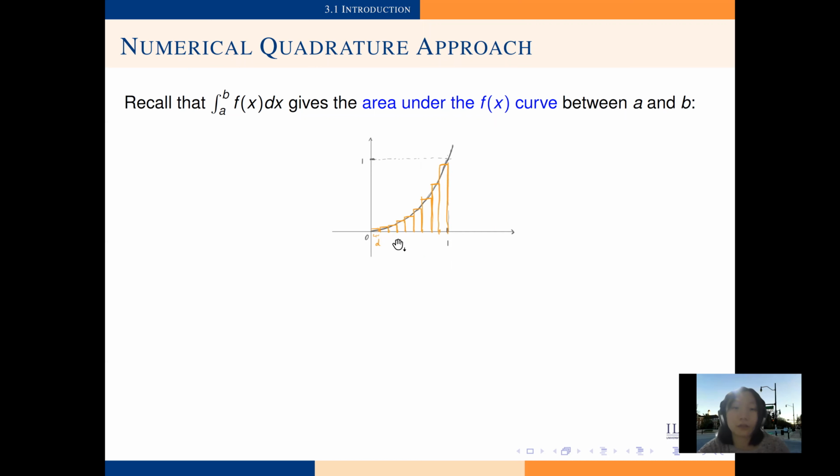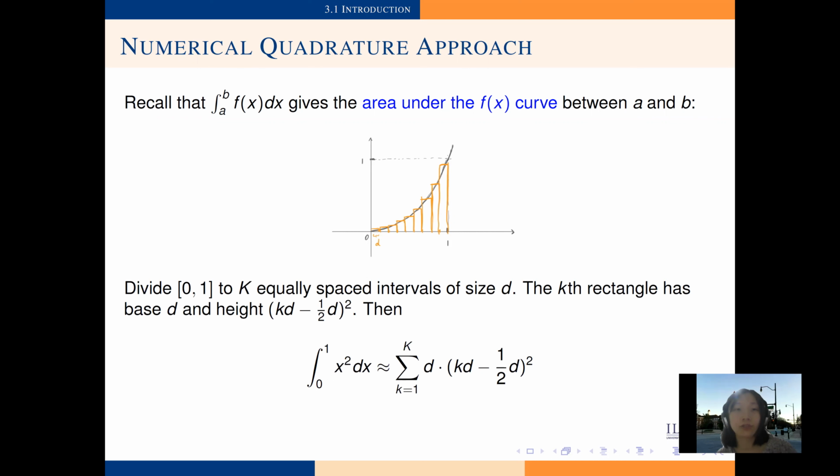You can see from my plot over here that we can try to approximate this with a bunch of rectangles. We can divide the interval between 0 and 1 into k equally spaced intervals, each with sides d. Then the kth rectangle will have base of d and height equal to the function x squared, evaluated at the midpoint of this rectangle. So for the kth rectangle, the height is given by (kd minus 1/2 of d) squared.